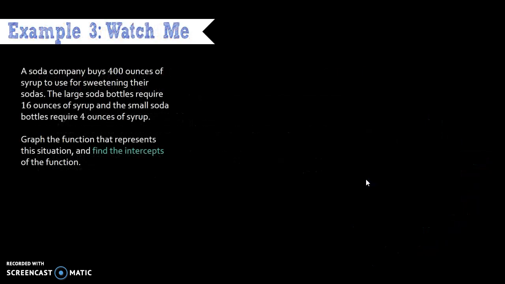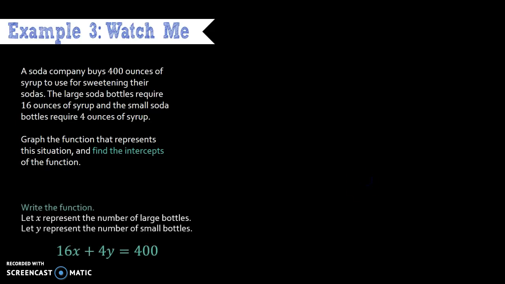Here's an example. Same example as before with the soda company, but this time we're going to be graphing the function and finding our intercepts of the function. Remember that the graph only requires us to find 2 points that are going to be in this equation, and I'm going to use the intercepts because they're easy to do. We already know that this is what our function looks like from the previous example. So let's try plugging in some zeros to find our intercepts. That's going to give us some points that we can use on our graph.